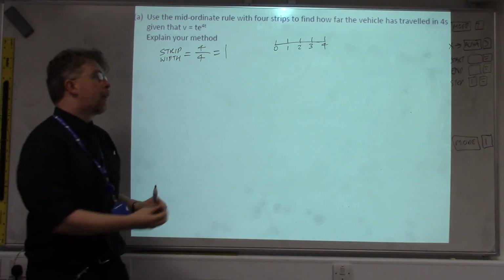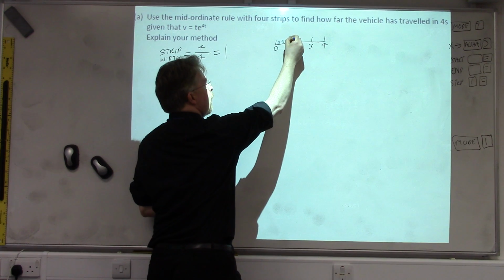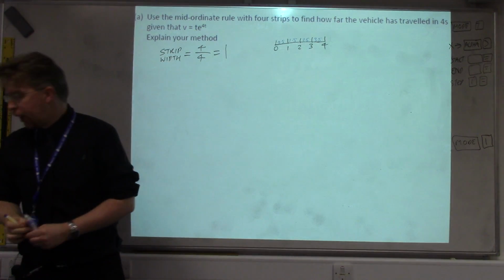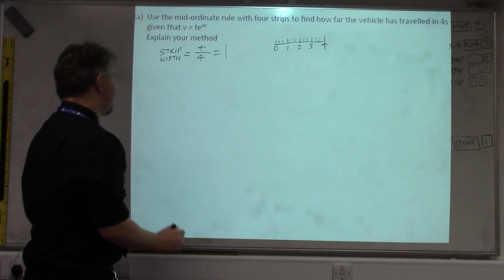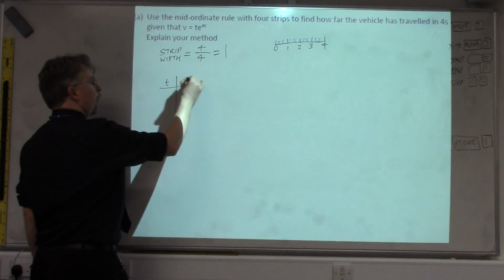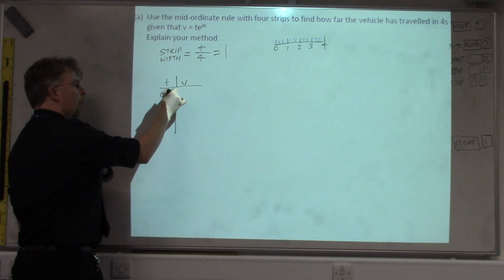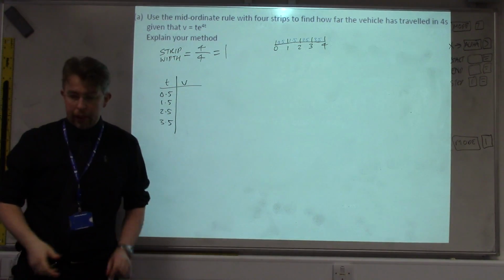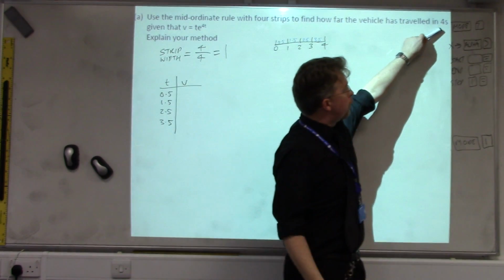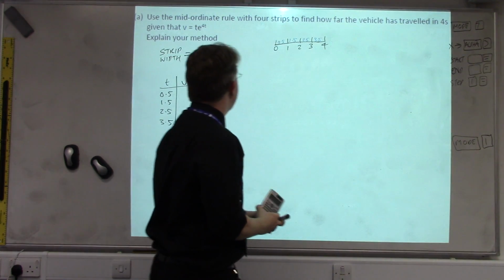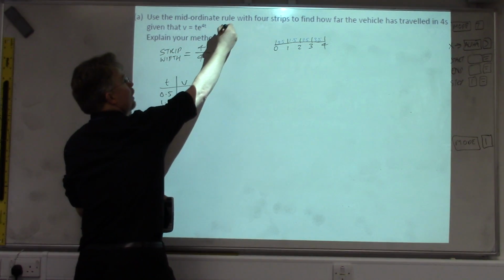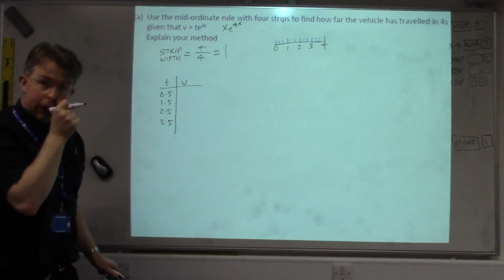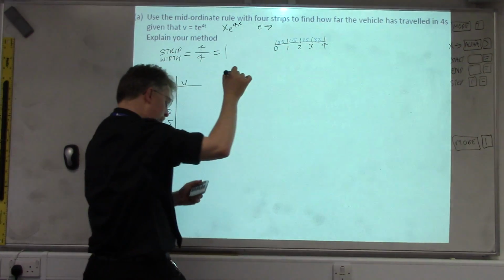And for the mid-ordinate rule, we need the midpoints. So halfway: 0.5, 1.5, 2.5 and 3.5. Now we need a table of values corresponding to each of those midpoints, so t being 0.5, 1.5, 2.5 and 3.5. So we need to move to table mode. Table mode, mode 7. To put X in, you press alpha close brackets. In this case, the formula in terms of t, in the calculator we would write as X e to the 4X. To get e, you press Shift LN.